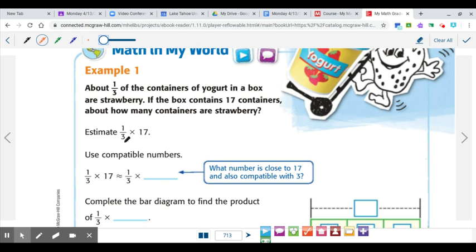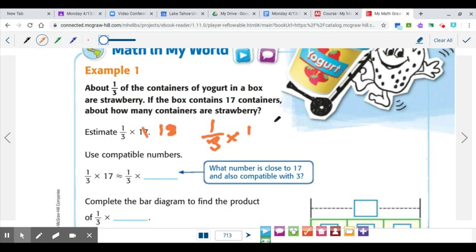So now I think, gosh, fact family, what's something close to 17 that has a 3 in it? And I know now that I could use 18. Okay, so if I change that 17 to an 18, which remember it's okay because I'm estimating, right? So now if I have 1/3 times 18, that's a lot easier to do. So now let's rewrite it over here. I have 1/3 times 18.